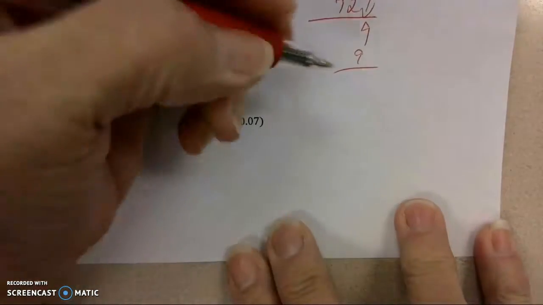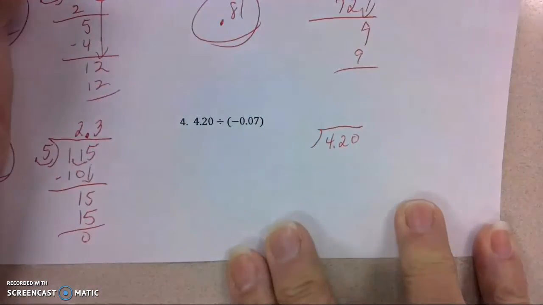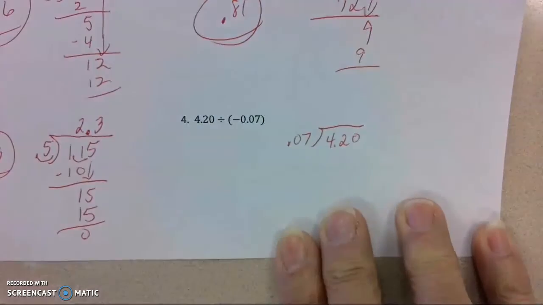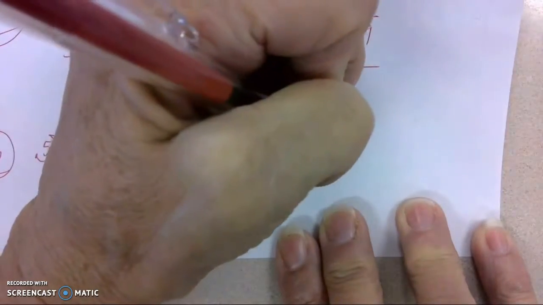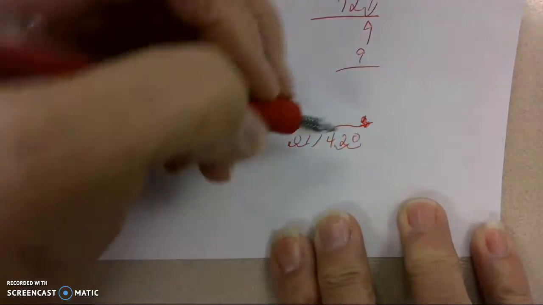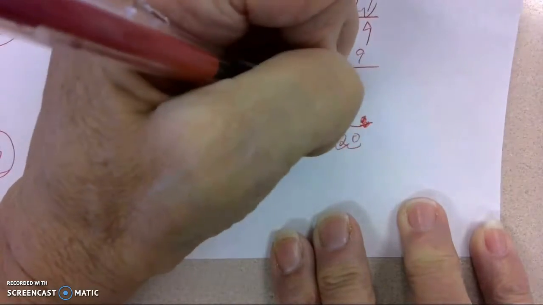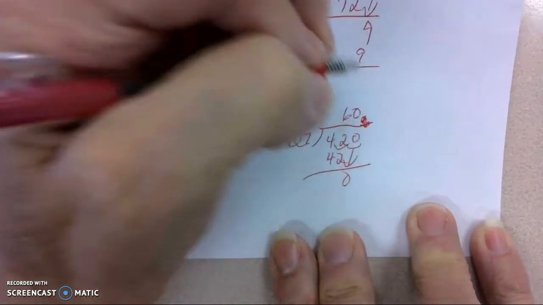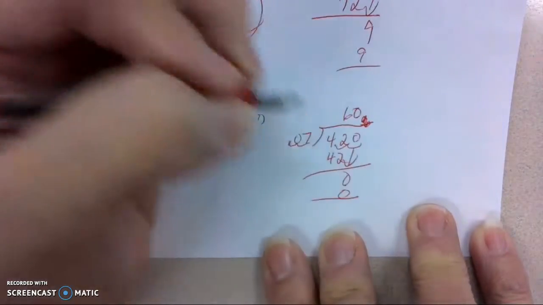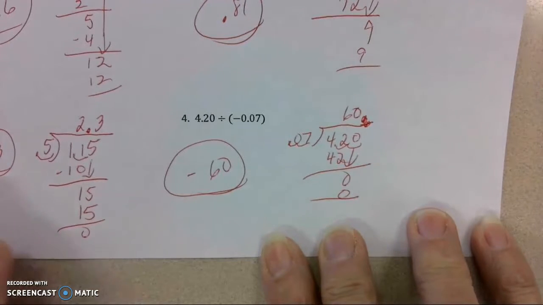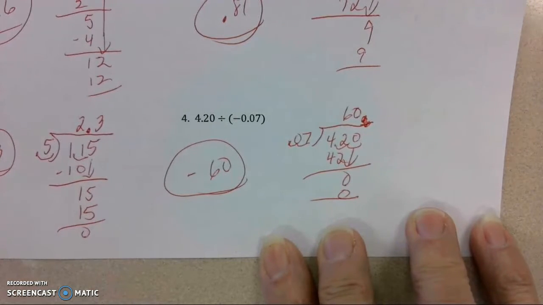Finally, number 4. I know my answer is negative because one is positive and one's negative. 4.20 is my dividend. 0.07 is my divisor. I need to move the decimal point 2 places. Put that up in where my quotient will be. 7 goes into 42 6 times. Subtract, bring down. 7 goes into 0 0 times. Negative 60 is my answer. If you have any questions, make sure you bring them to class with you tomorrow.